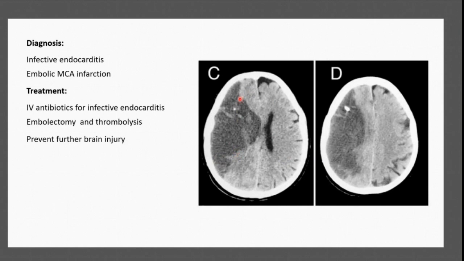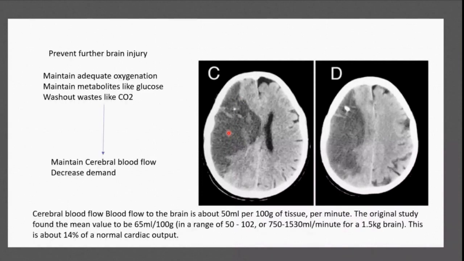So our priority, as neurosurgeons in this situation, is to keep the brain well nourished with oxygen and glucose. And the vehicle that transmits the glucose and the oxygen is blood. And here is where the term cerebral blood flow comes in. So we need to prevent further injury by maintaining adequate oxygenation, maintaining metabolites like glucose, and washing out waste like CO2. And this is maintained by maintaining cerebral blood flow and decreasing demand. So what do we mean by decreasing demand?